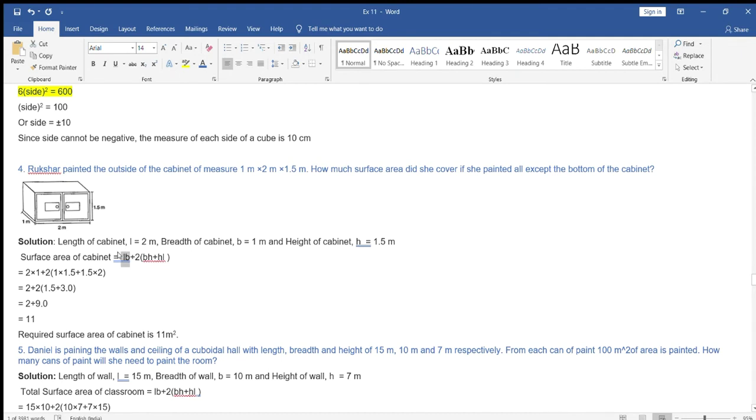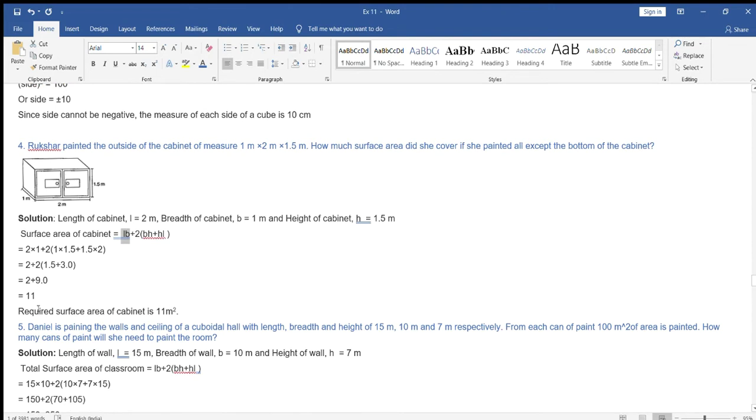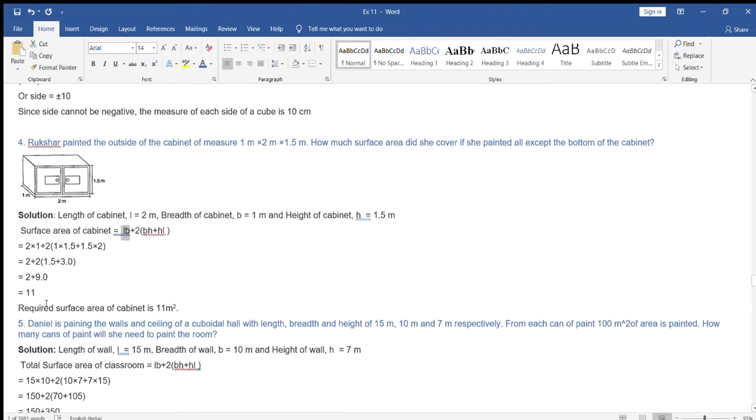So 1 LB we have subtracted from it. Or you can say in the lateral surface area we have added the top, whatever you can consider. And while putting the value, we can find out the surface area.